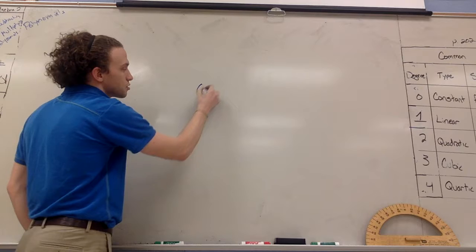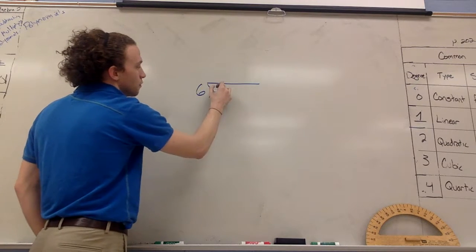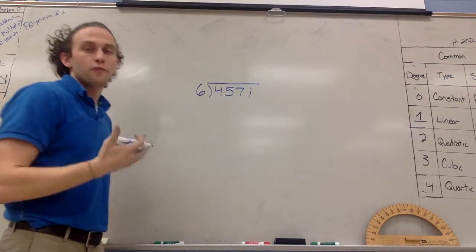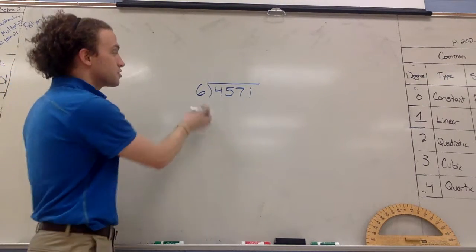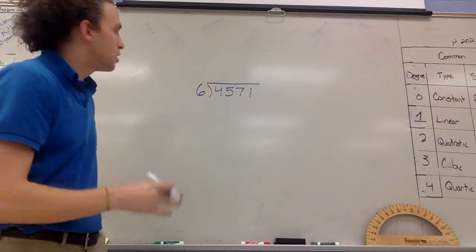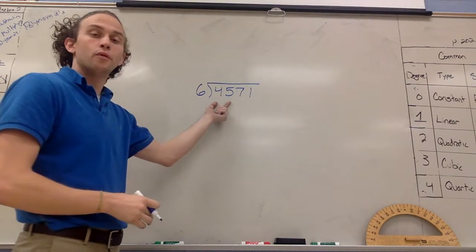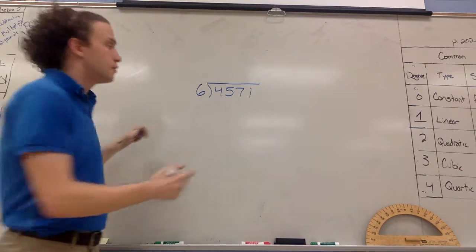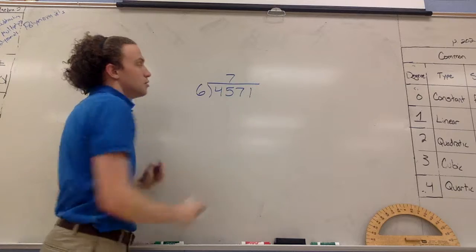6 into 4,571. Now, the very first thing we've got to look for is how many times 6 goes into 4. But it doesn't. It doesn't go in any times. So what we have to do is move to the next number and look at 45. Now, 6 goes into 45 7 times.